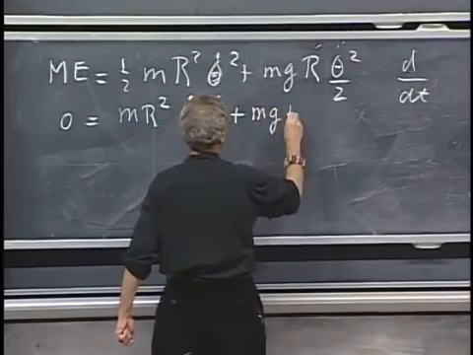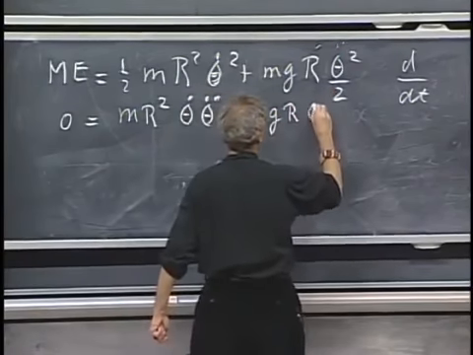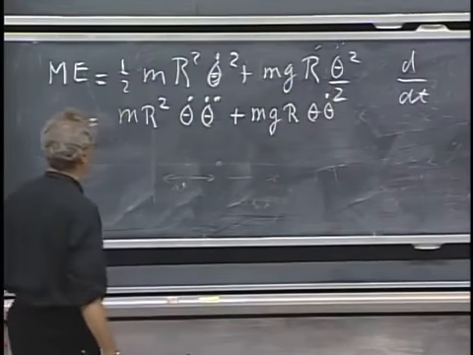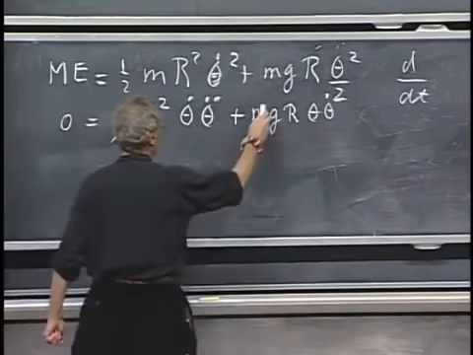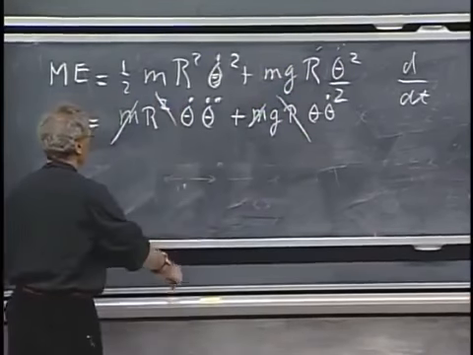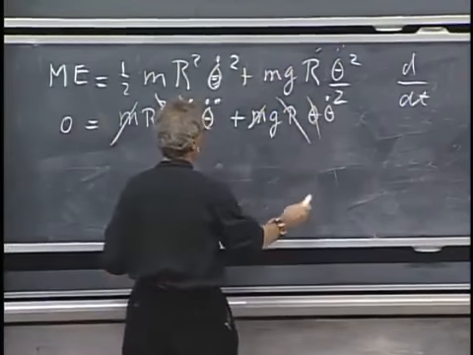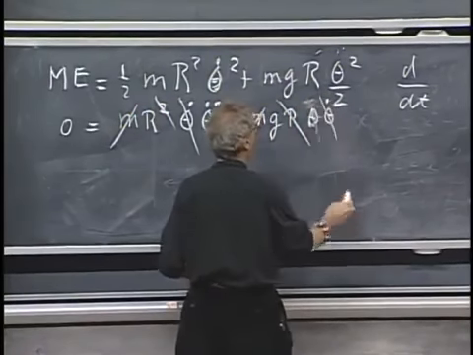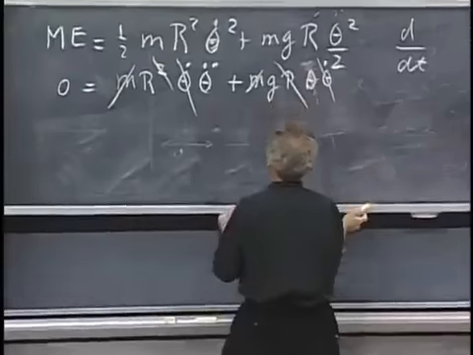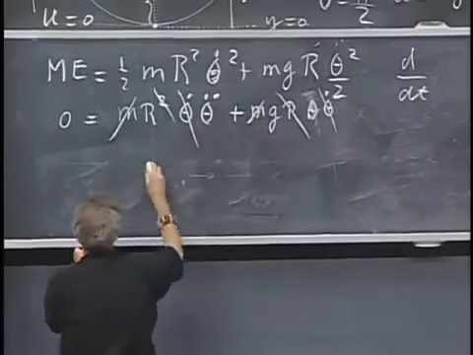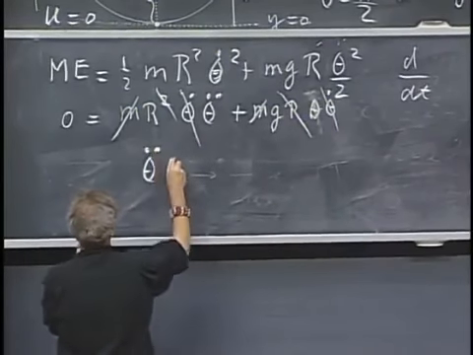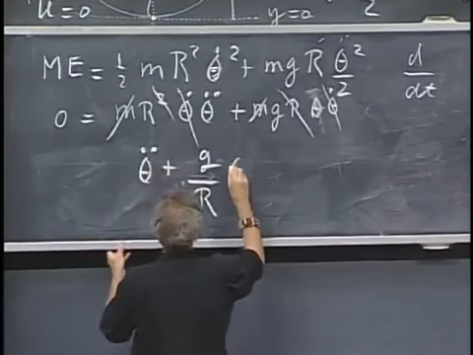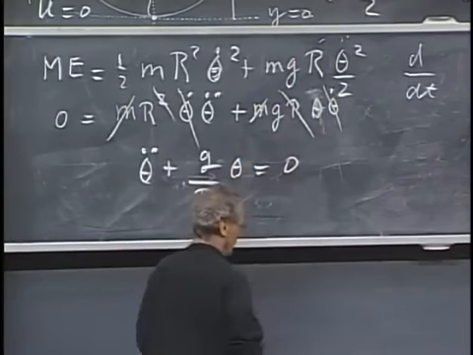So I get mgr, and then I get a theta, but the chain rule gives me a theta dot. I lose my m. I lose 1 r. I lose my theta dot. I picked the wrong one. I lose my theta dot, not the theta. And what do I find? That theta double dot plus g over r times theta equals 0.